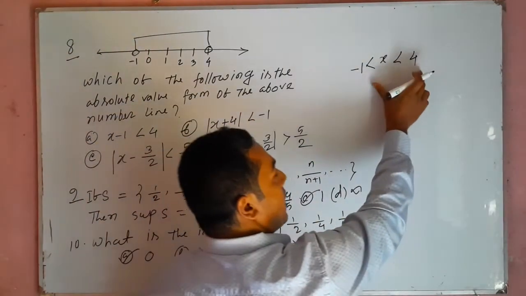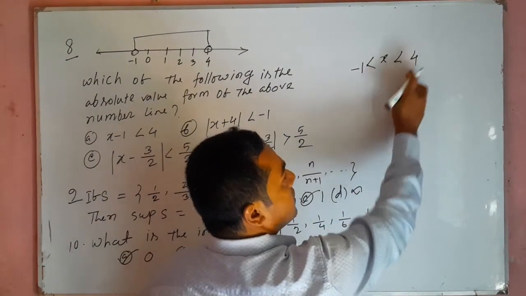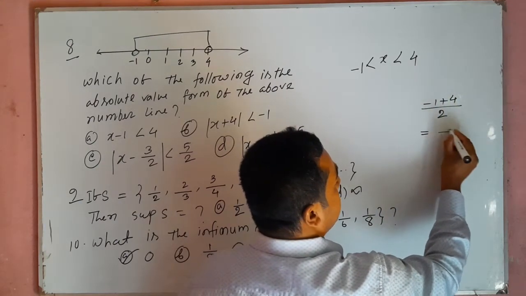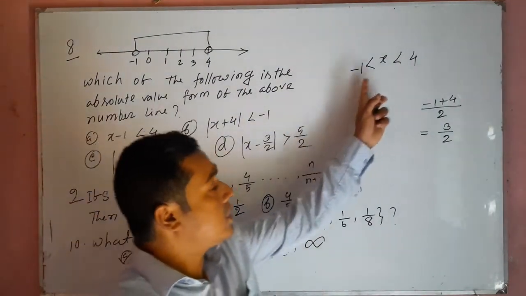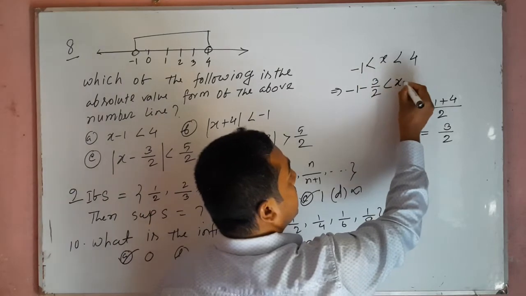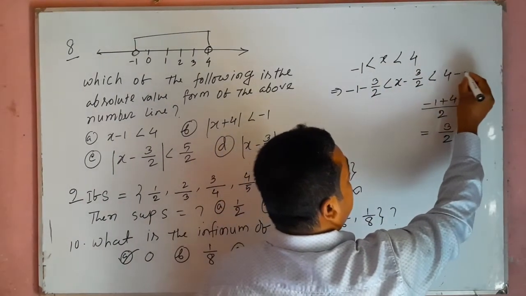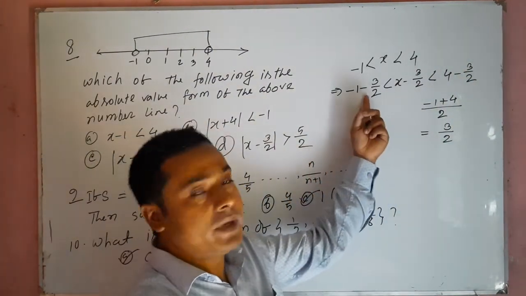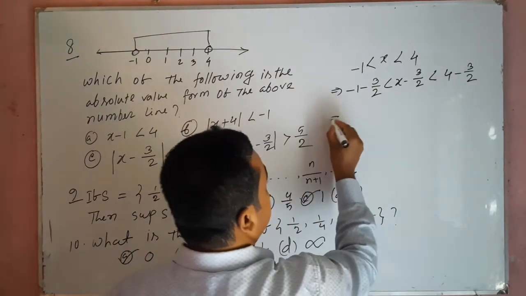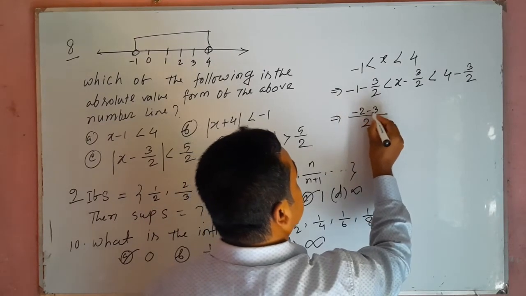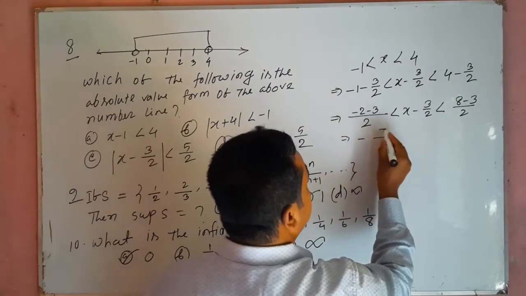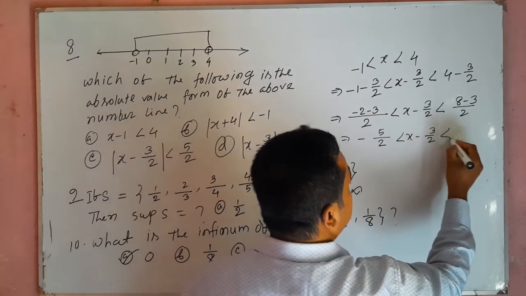Okay, how can we define this as an absolute value? The rule is the average of minus 1 and 4. At first you have to average minus 1 and 4, divided by 2, which is 3 by 2. The average of minus 1 and 4 is positive, so you have to subtract 3 by 2 on each side: minus 1 minus 3 by 2, x minus 3 by 2, and 4 minus 3 by 2. If it were negative, then it would be addition; if positive, then subtract on each side. Then we can write 2 minus 3 and x minus 3 by 2, and 8 minus 3, so minus 5 divided by 2, x minus 3 divided by 2, and 5 divided by 2.